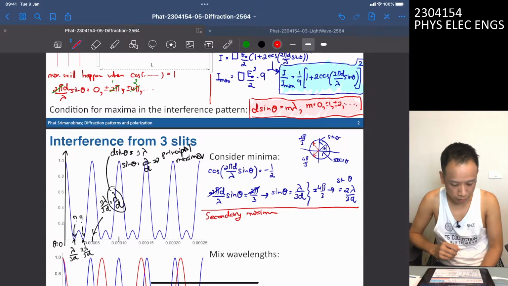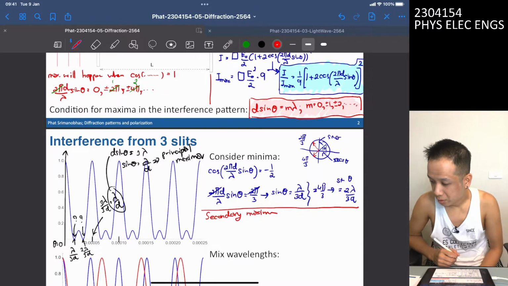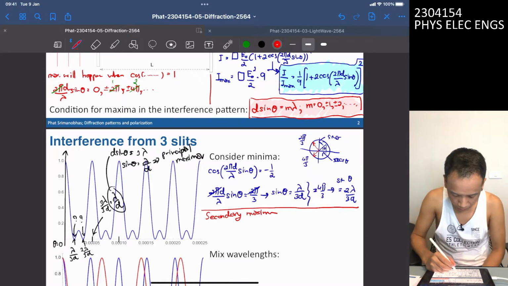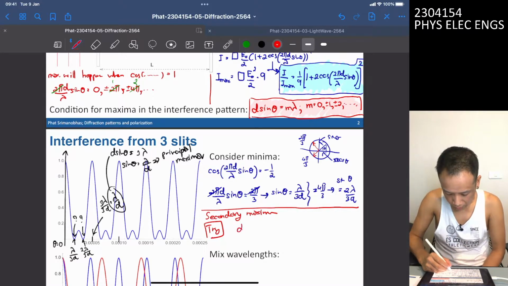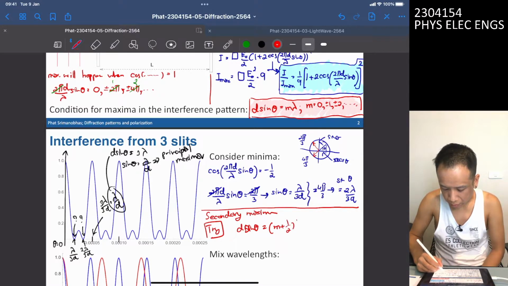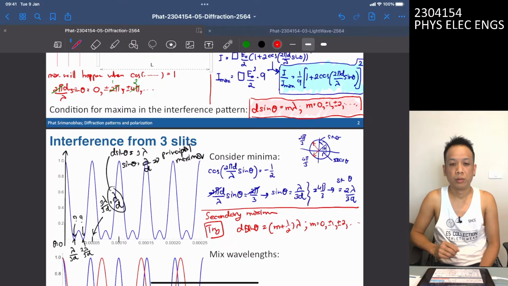Then if you would like to look into the secondary maxima, I will leave it for you to try. What you should get is sine theta equal to m plus half times lambda over d, where m equals 0, plus and minus 1, plus and minus 2, and so on and so forth.